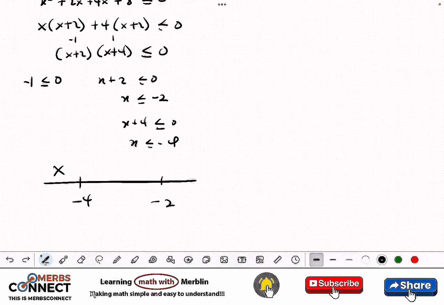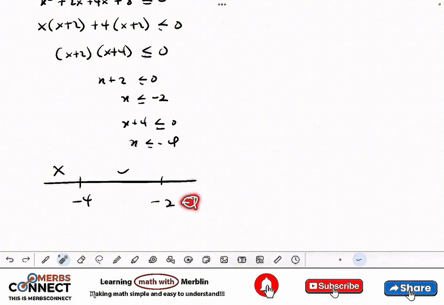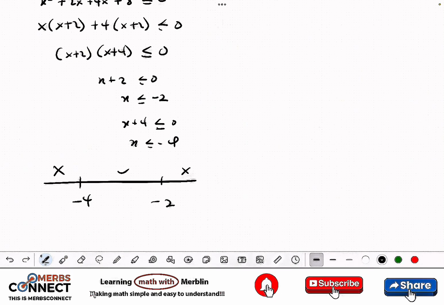Then the next thing that we need to do is check here. Here we can pick something like negative 1, 0, 1. So I can pick 0 so that it'll be fast. When I plug in 0 here, we are left with 2 times 4, which is 8. 8 is never less than or equal to 0. So this is also not going to work. So it means that our solution on the number line is going to be like this, from this side to this side. Good. That's what you are going to get.